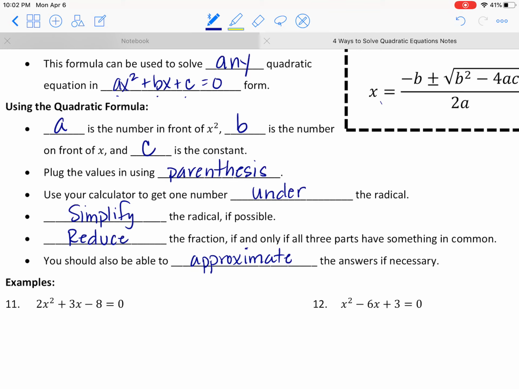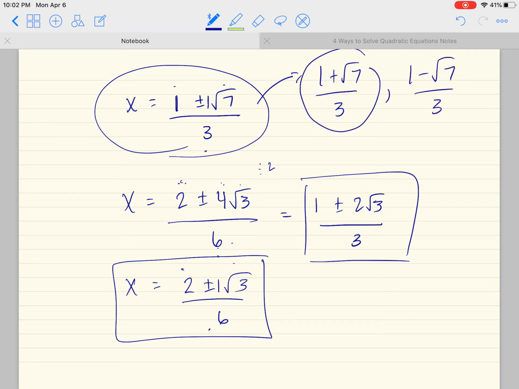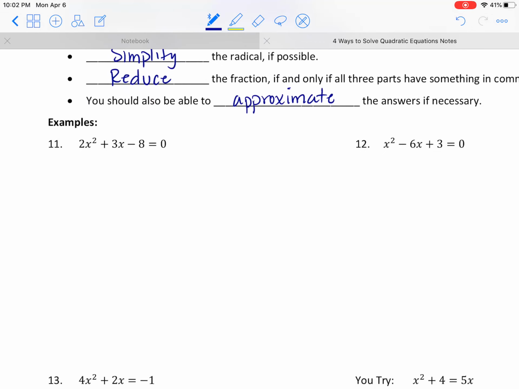Okay, so you should also be able to approximate. You should be able to put this in your calculator and get a decimal. That will be helpful when we get to word problems, and we'll get to those later. Let me show you again. So if you had something like this, this is saying that 1 plus radical 7 over 3 is an answer, and it's saying that 1 minus radical 7 over 3 is another answer. You should be able to put these in your calculator and get two decimals, so you should be able to approximate these answers if you needed to.